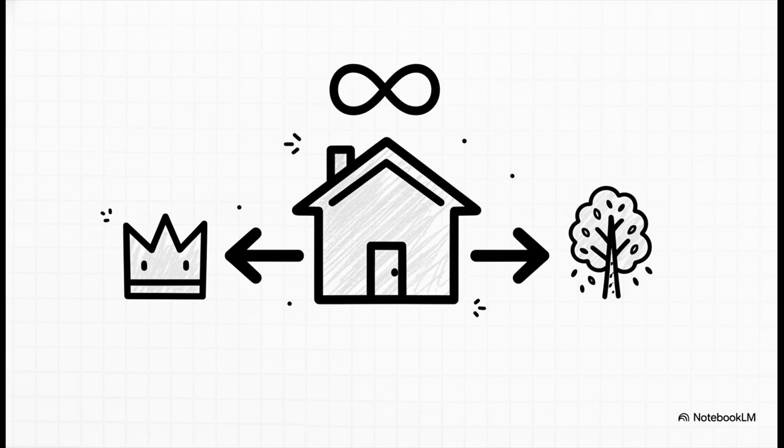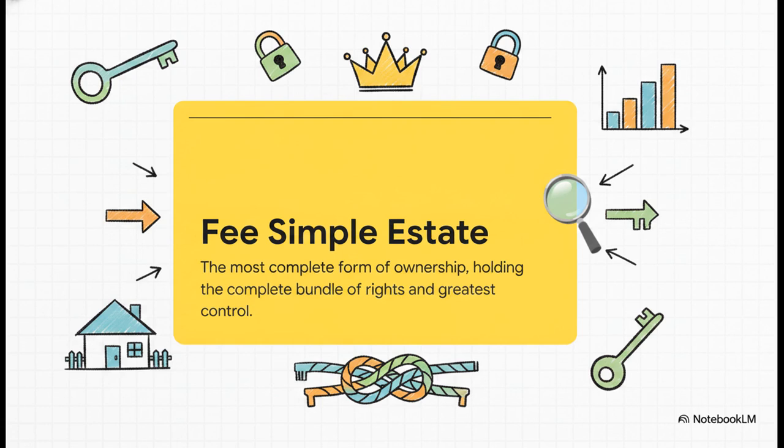If you own a piece of property, you have a freehold estate. The defining characteristic here is that it involves actual ownership and generally has no fixed expiration date. It's not ticking down like a lease. Within this broad category, there are two primary types we really need to master: fee simple estates and life estates. We'll start off with the fee simple estate.